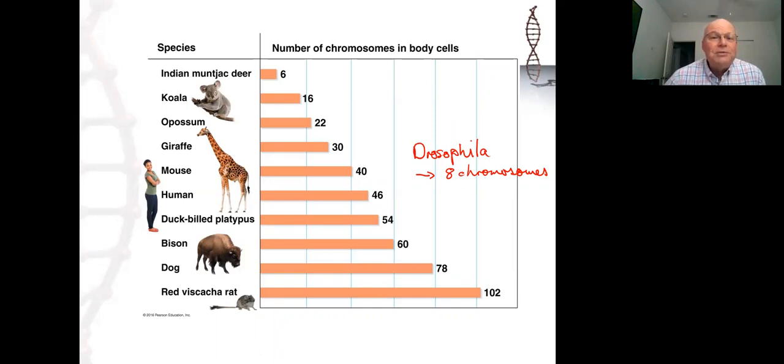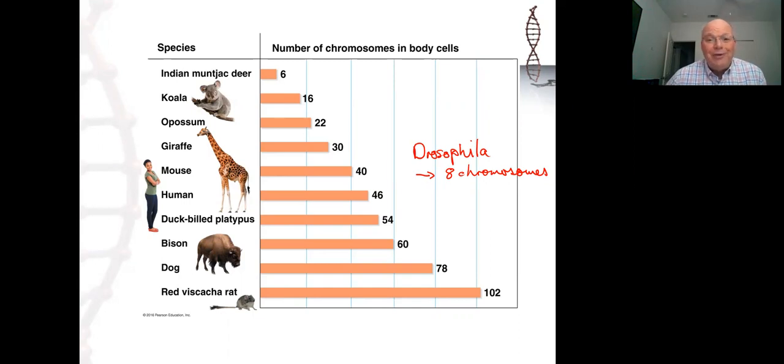Now, you notice that humans have 46 chromosomes, and Drosophila only have 8. So what that tells you is that the density of genes on the Drosophila chromosomes is very high compared to the density of genes on human chromosomes. So complexity, number of chromosomes, density of genes, number of genes has nothing to do with the complexity of the organism. It's just what is.